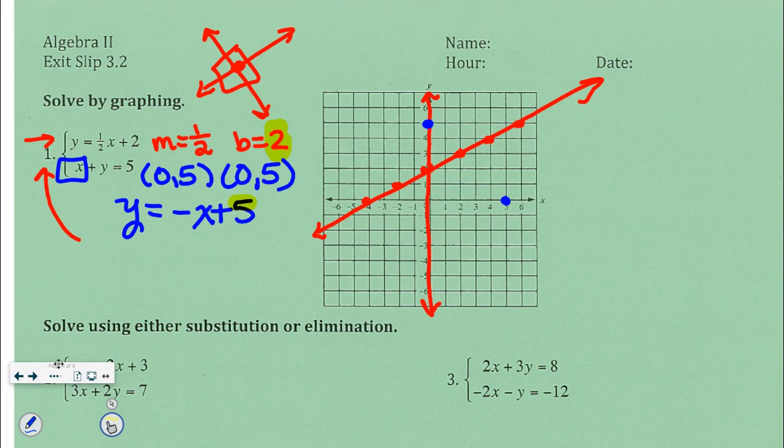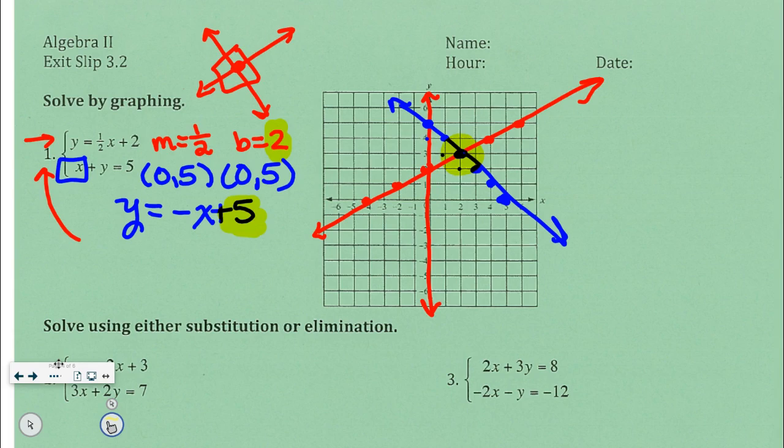So again, we have that y-intercept of 5, and I go down 1 over 1, down 1 over 1, down 1 over 1, down 1 over 1. Notice I do land on that other y-intercept by sloping it out. My solution to the system is the one point that's on both.